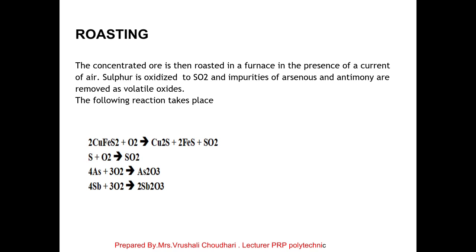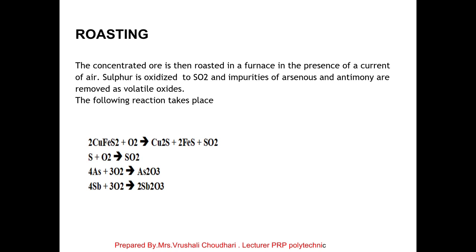After that we are going to perform the chemical concentration. In this there are two techniques, called roasting and smelting. What is roasting? The process in which the ore is heated in the presence of air below its melting point is called roasting. The process of heating ore in the presence of oxygen is called roasting.